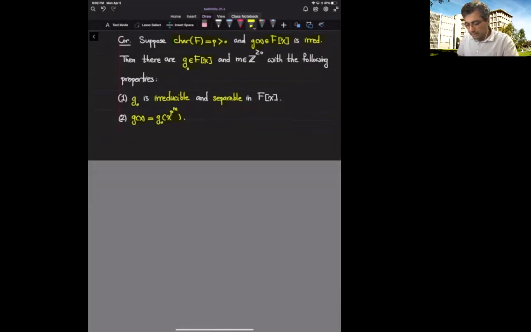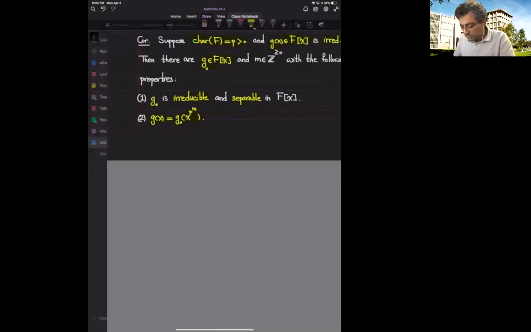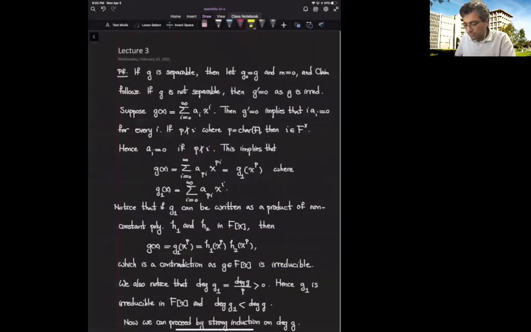Okay, so let's see how the proof goes. This is an important corollary. We are going to use this later in order to understand an arbitrary field extension and see under what condition we can guarantee that it's separable and so on. So let's see how the proof of this corollary goes.